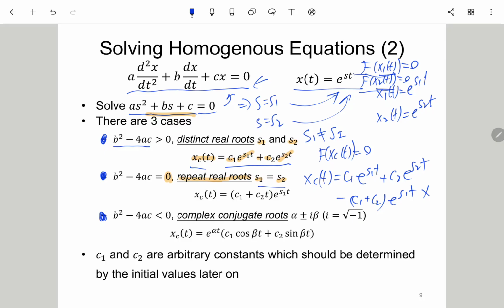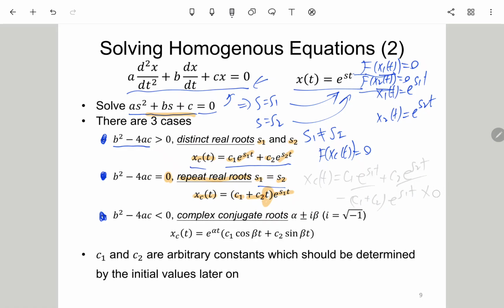So in that case, we need to find another solution, because s1 and s2 repeat, and these two functions are repeated also. So in that case, the answer is that xc(t) will be (c1 plus c2t), we need to multiply by t, and then multiply by the original exponential s1t. Maybe you will ask why.